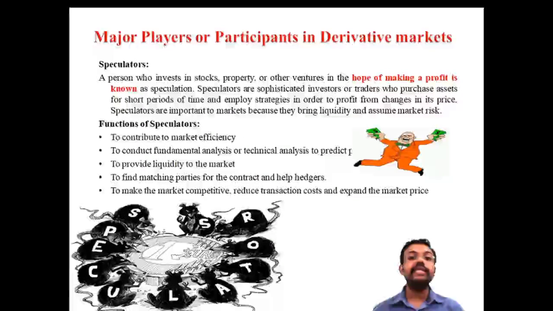The speculators are a market category. They are sophisticated investors only for making profit. The second category is the speculators, who are making the profit. What are the important functions of speculators? The first one is to contribute to market efficiency. That means they are engaged in a lot of trades, a large volume of transactions, and also contribute to market efficiency. The second one is to conduct fundamental analysis and technical analysis to predict the movements of the price.